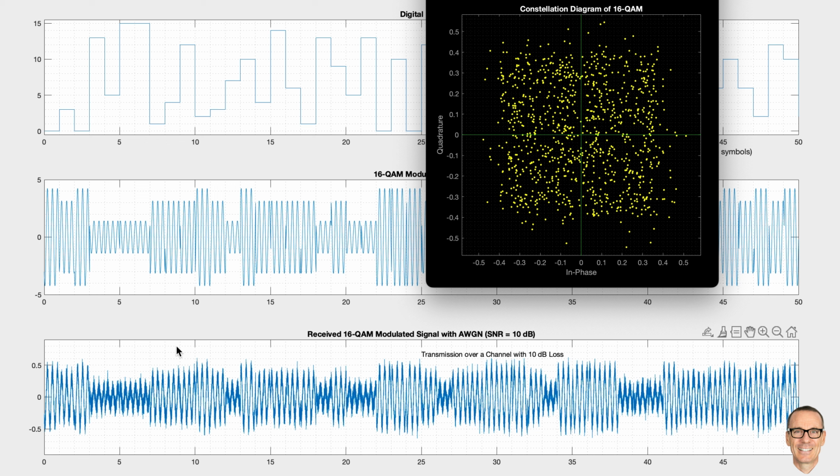So hopefully these waveforms have given you more insights into visualizing the effect of noise in digital detection.